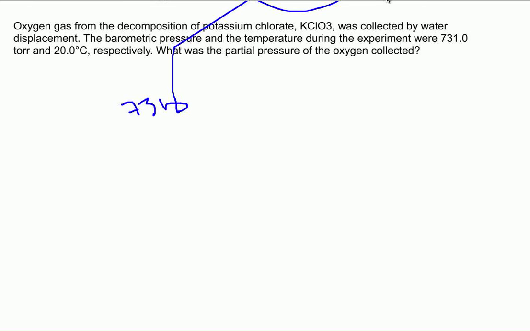Push the button again. Dang tablet. 731.0 torr. And I need to know what the pressure is of the oxygen that was collected, but I have to subtract my water vapor from that. So I'm going to look up a value in an appendix. All right, so in your book, there's a table in Appendix B in the back.